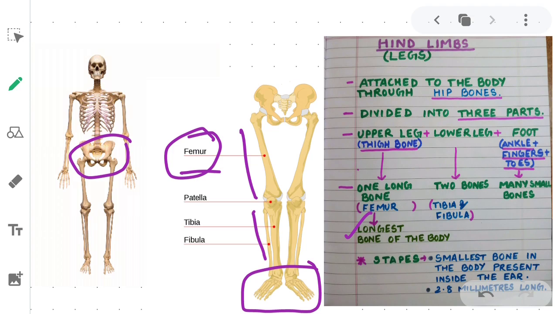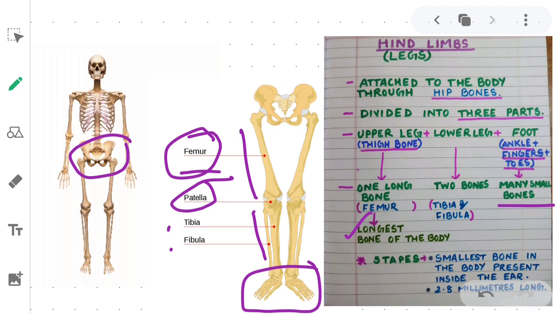And then below the femur we have the lower leg, which is connected through patella. Patella is the kneecap. And this lower leg is made up of two bones, tibia and fibula. What is the lower leg made up of? The lower leg is made up of two bones, tibia and fibula. Below the lower leg we have the foot area, and this foot area consists of the ankle, fingers and toes, which are made up of many small bones.